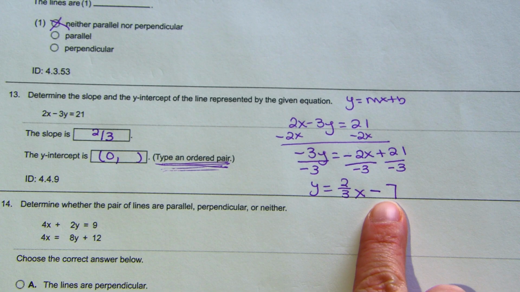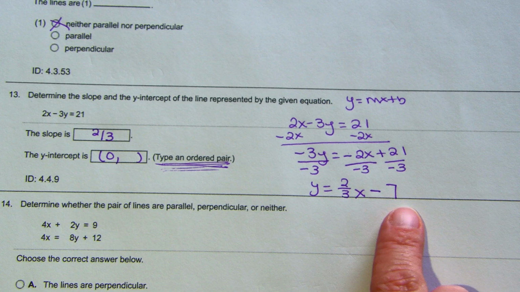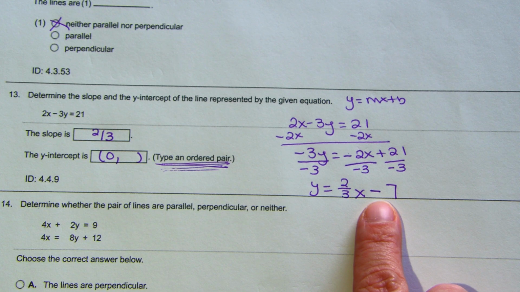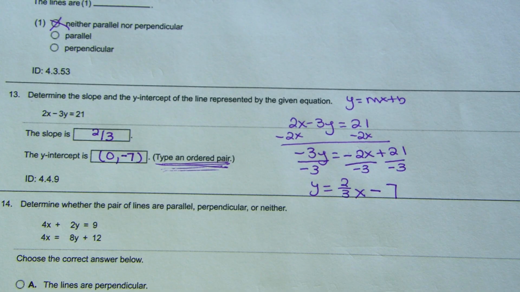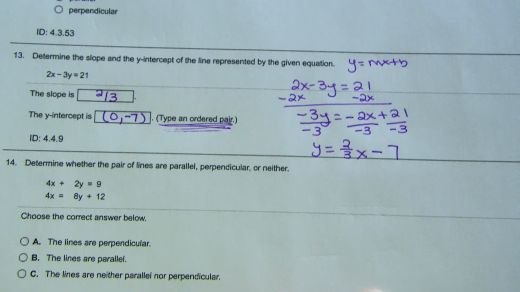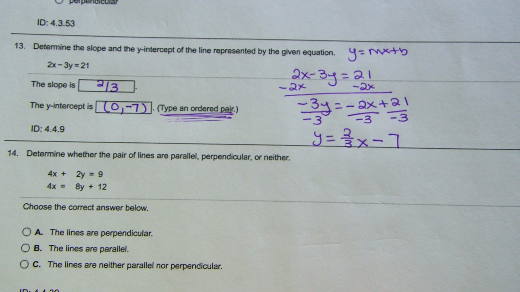Okie dokie. 14. Determine whether the pair of lines are parallel, perpendicular, or neither. Okay, we already made the notes up here. Parallel lines have the same slope. Perpendicular lines are negative reciprocal slope. The problem is that we don't know what the slopes of these lines are, because they don't tell us, and they're not written in y equals mx plus b format.